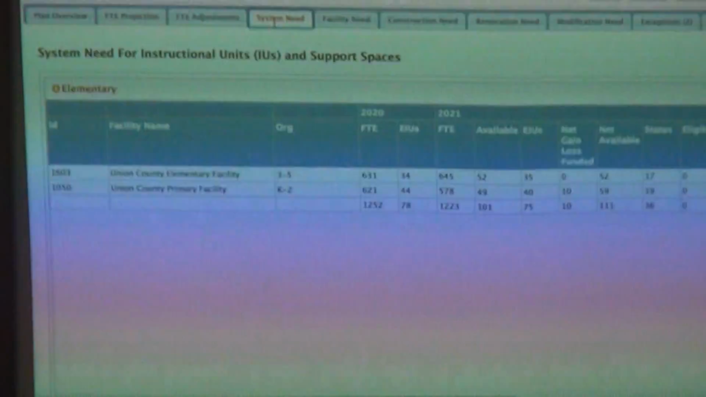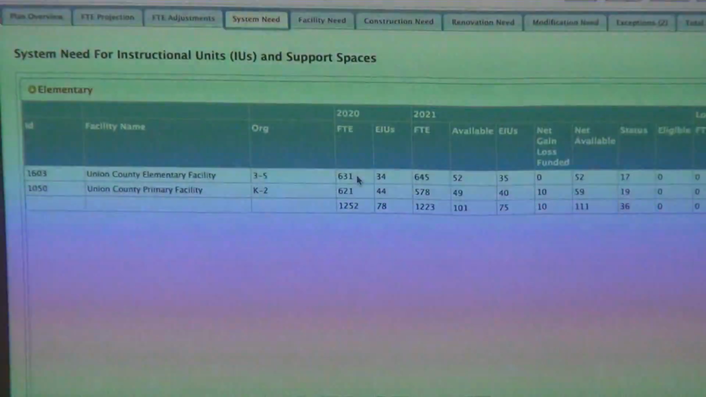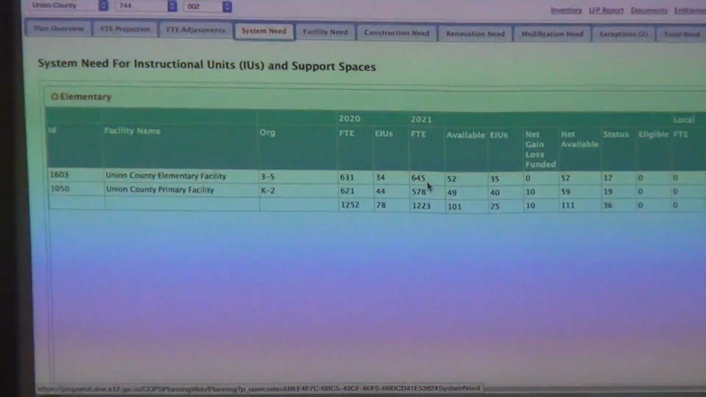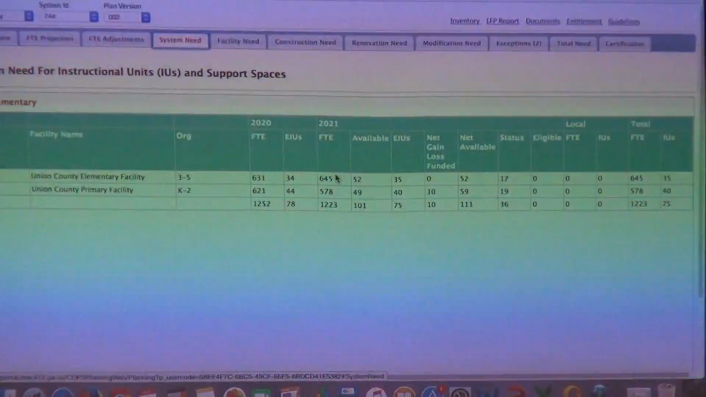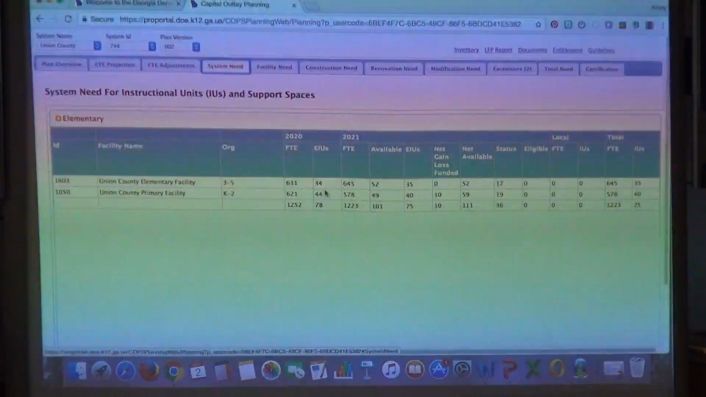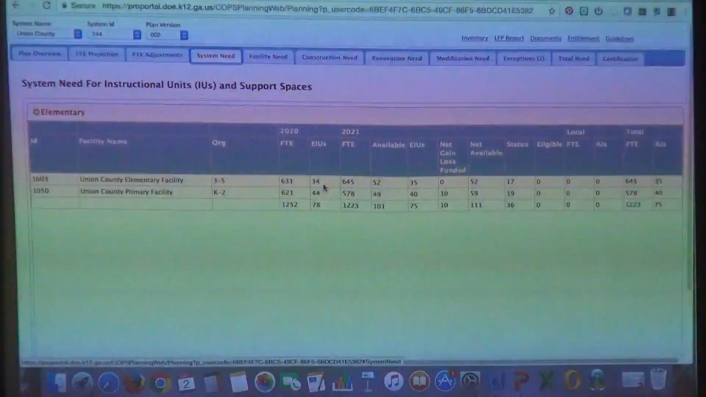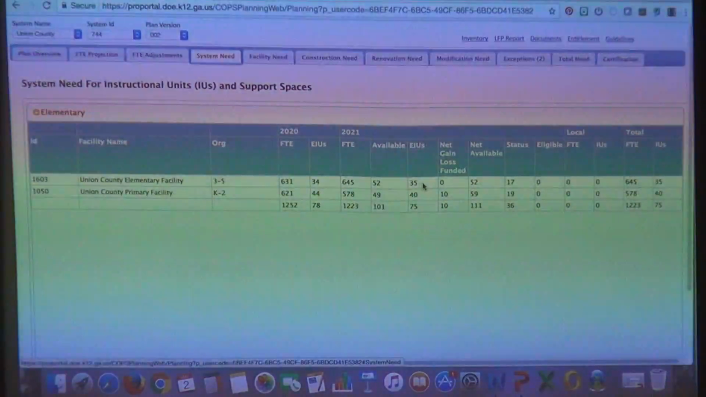Your system need tab basically goes through each school and shows what its FTE is for the 2020 projection, and what is expected to be in 2021. You can see the elementary school in 2020, the planning number was 631, but for the 2021 planning year, it's 645. You have 34 earned IUs there now, and in 2021, you're going to have 35 earned IUs. So you're going to earn another classroom up there next year in the planning process.